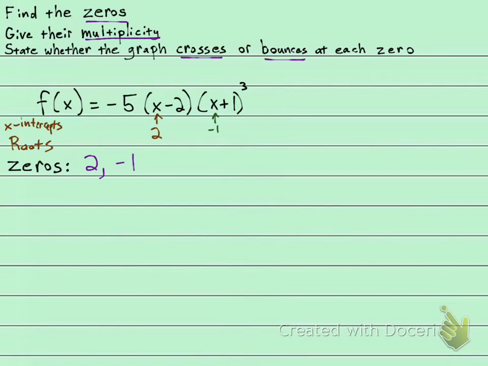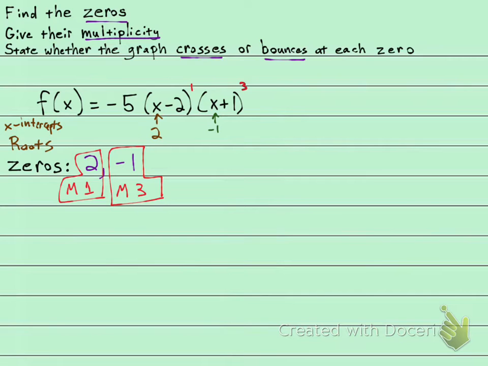Next, we have to give the multiplicity, and you find the multiplicity just by looking at the exponents of the factors. So looking at this right here, what's the exponent? How many times does x minus 2 happen? The answer is 1. So the multiplicity of the root 2 is 1. We look over here for our root of -1, and we look at this factor. How many times does this factor happen? We see it's cubed, so the answer is 3 times. So the multiplicity of -1 is 3.